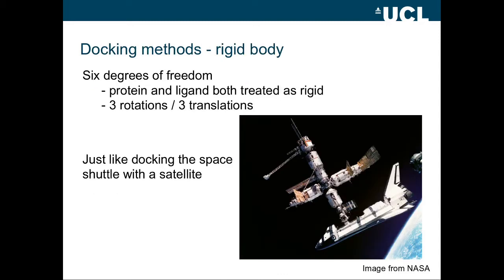So if we just think about simple rigid body docking where we treat both the small molecule and the protein as rigid, then there are 6 degrees of freedom. There are 3 rotations about X, Y and Z axes and 3 translations along X, Y and Z axes. This is just like docking the space shuttle with a satellite, that sort of interaction. We've just got 2 fixed solid bodies which are completely rigid, and we're moving them into the optimum orientation.